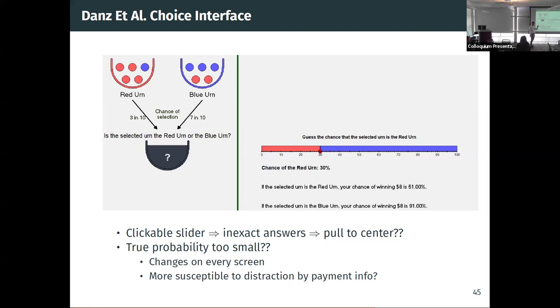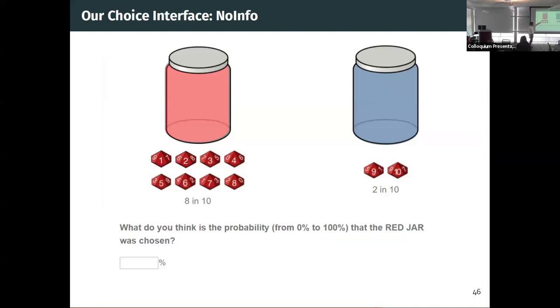So anyway, I redid their entire design with a much simpler, straightforward interface. Here's a red jar, here's a blue jar. Here's the cases where the red jar is gonna be drawn. Here's the cases where the blue jar is gonna be drawn. What's the probability a red jar is chosen? 80% is very clearly the right answer. So I tried to make it just as straightforward and clear as possible what the right answer is.